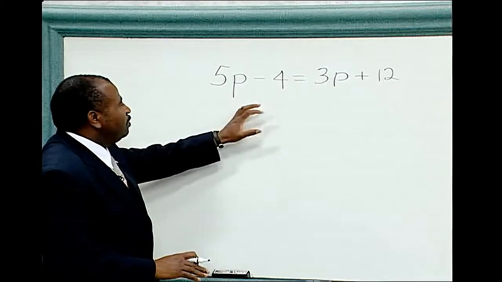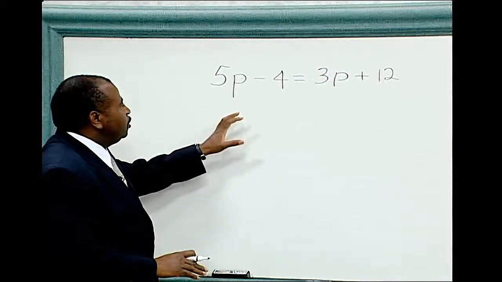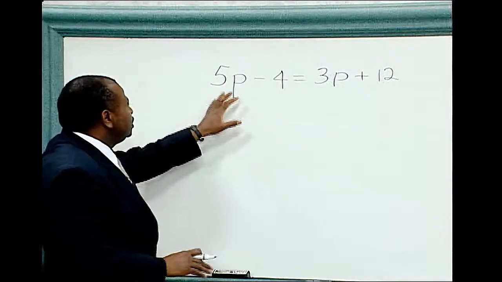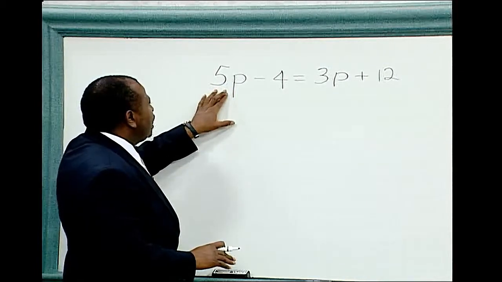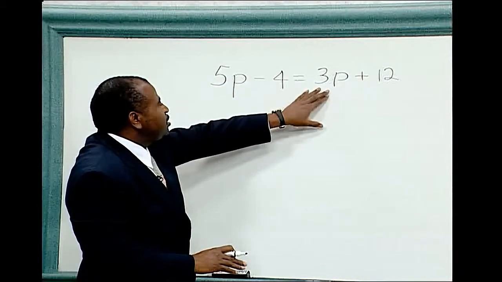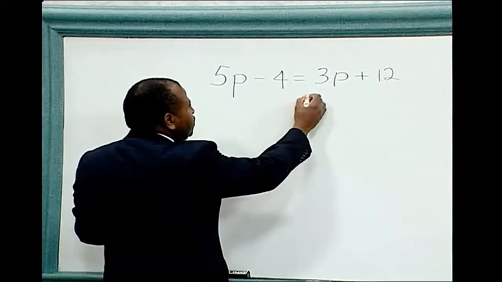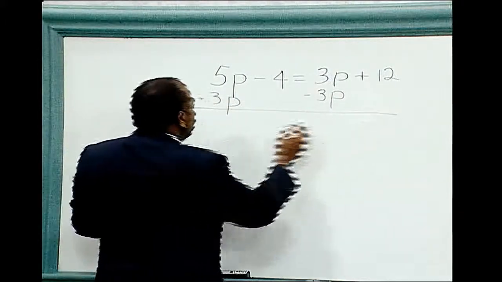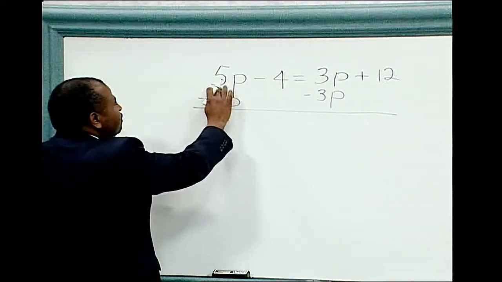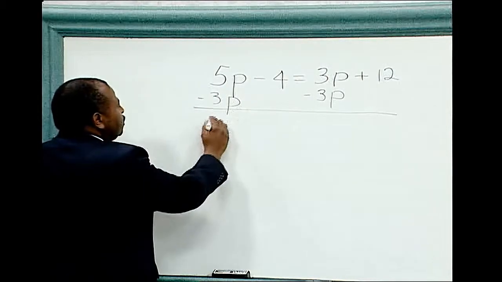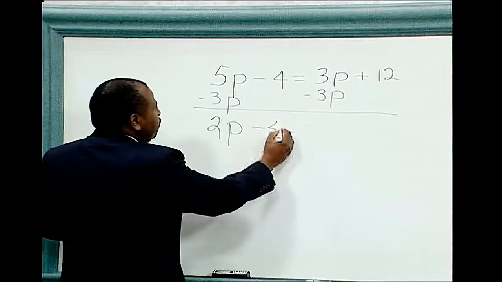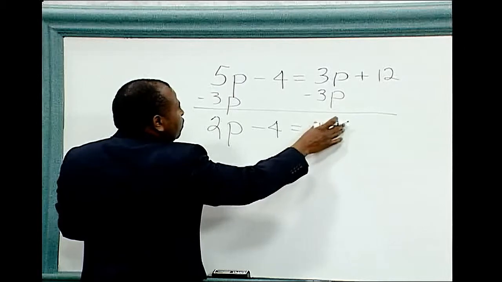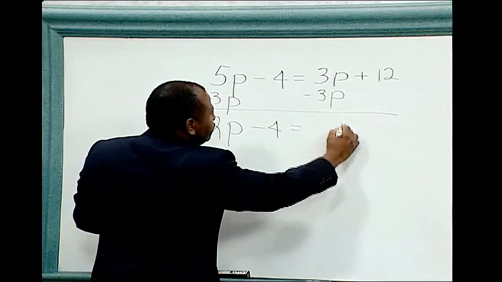Now, let's go about solving the equation. The first thing we have to do is try to get the unknown quantities on the left side of the equation. We have 5p on the left side. We have 3p on the right side. If we subtract 3p from both sides of the equation, we will get the unknown on the left side. 5p minus 3p is equal to 2p. Bring down the minus 4 is equal to 3p minus 3p is equal to 0. We don't have to write the 0, but let's bring down the 12.